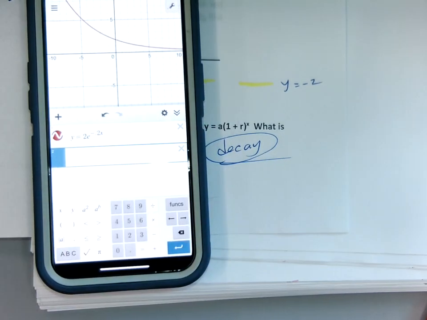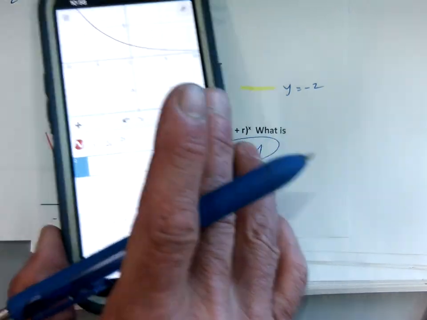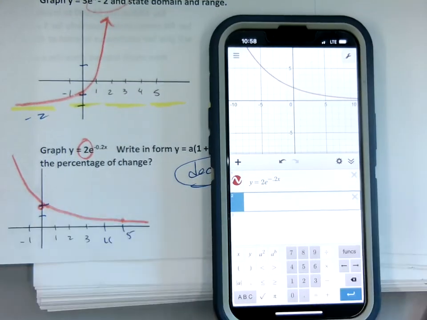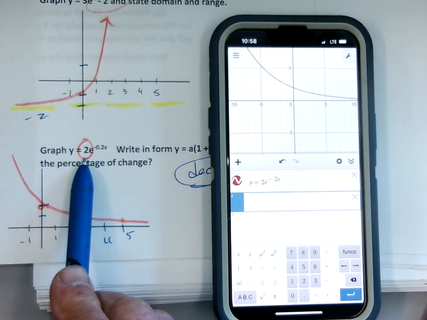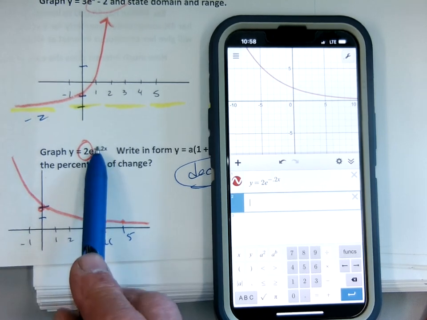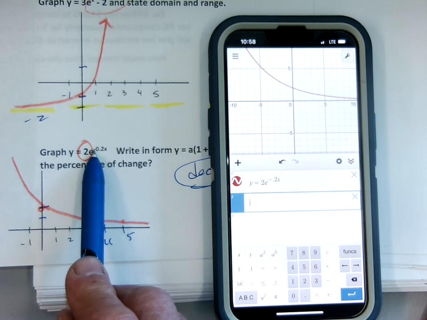How am I doing? So far, so good. I just put it in my calculator. Let my calculator by Desmos get the answer. I know it has to go through 2 because 2 is the beginning amount. And then because of the negative, you're getting negative growth, which is decay. Negative growth, which is decay, right?